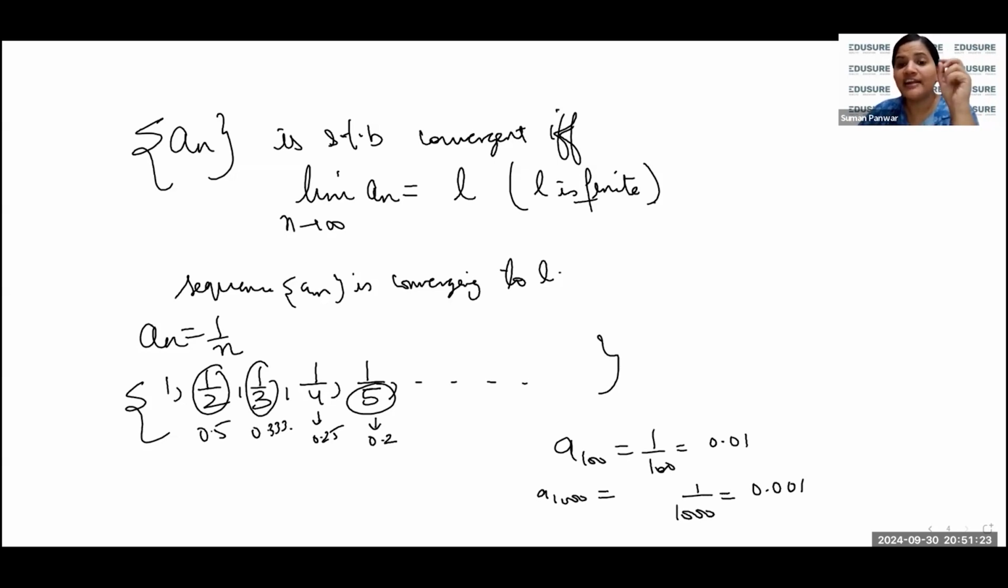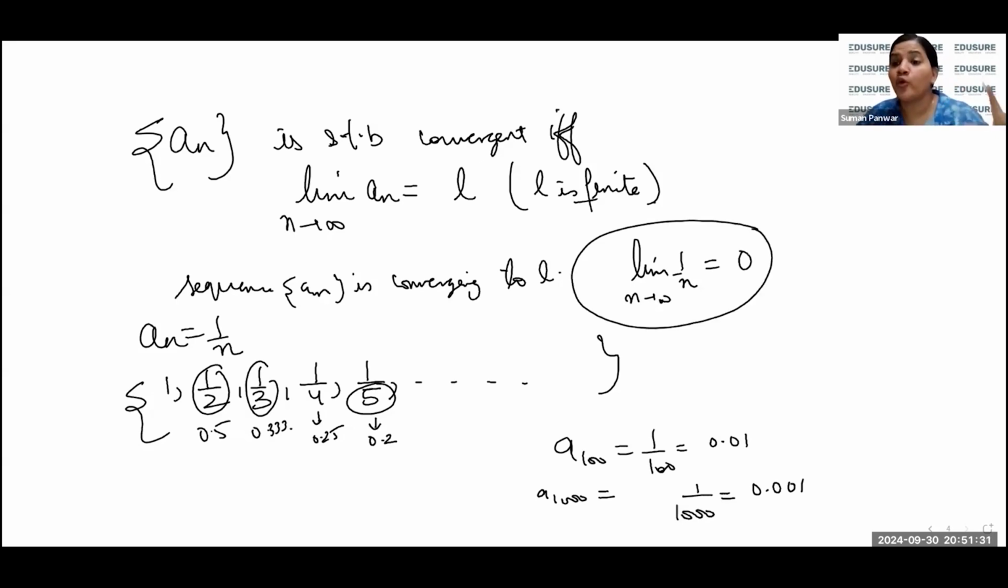You can see that as n goes to infinity, 1 upon n goes to 0. If n becomes 1 crore, an will become 1 upon 1 crore. So it is getting closer and closer to 0. These terms will never be negative because 1 divided by a natural number will be positive. So they are reaching towards 0. They will not go below 0. So this sequence is said to be convergent to 0. That is the definition of a convergent sequence.